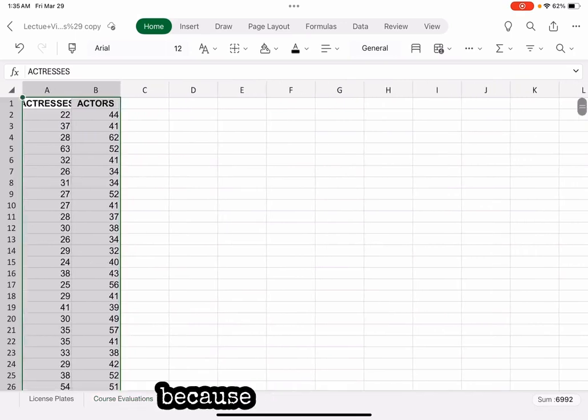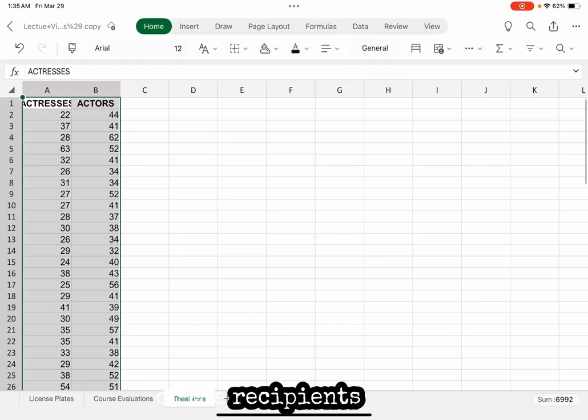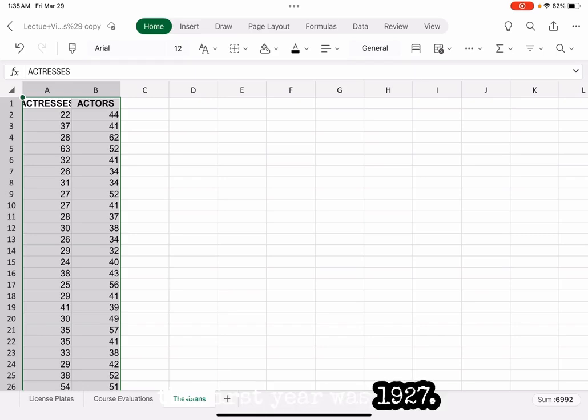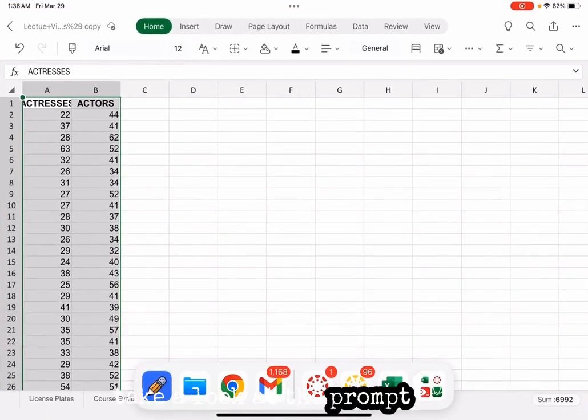These are matched pairs because they are the age of the recipients of the Best Actress and Best Actor awards in the same year. The first year was 1927. Both the 22 and the 44 are associated with 27, so they are matched. All right, let's go back and take a look at the prompt.